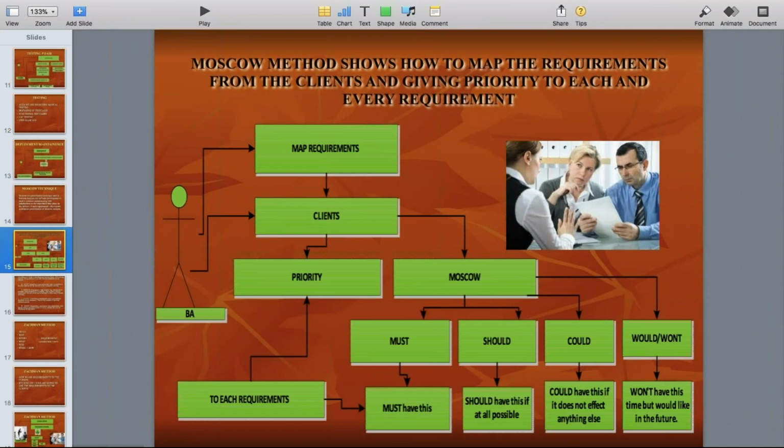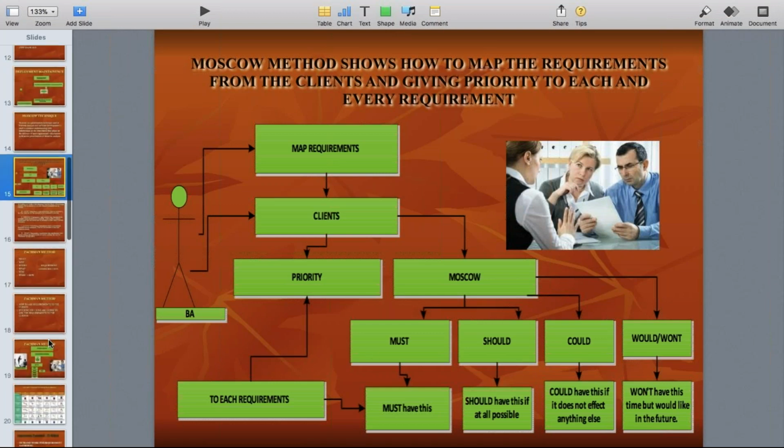Otherwise, they may design the should requirements first, or the would or won't requirements first, and at the end of the day there won't be much time to design the must requirements. What happens now? Automatically the time increases and the budget increases. That is the purpose of this MoSCoW technique.